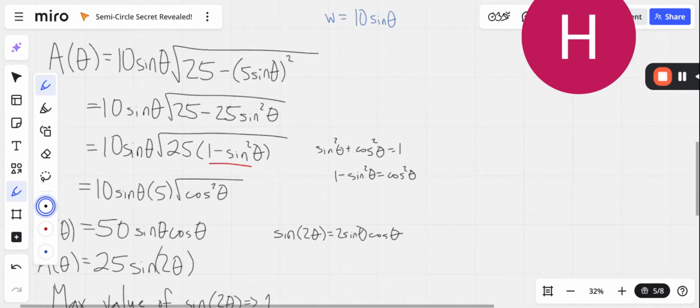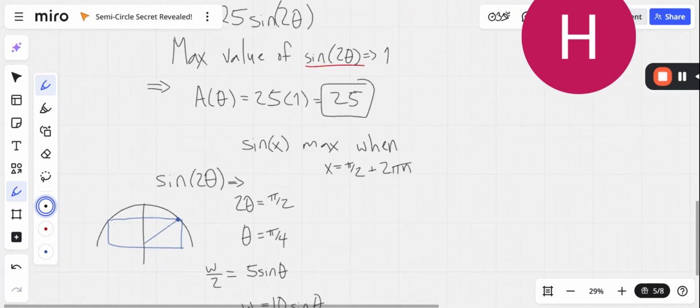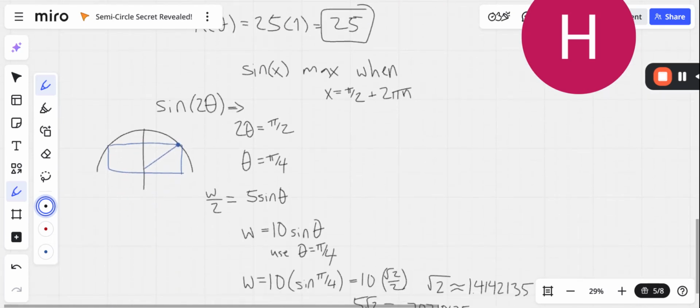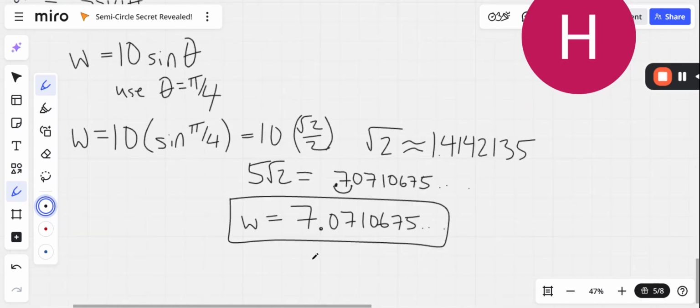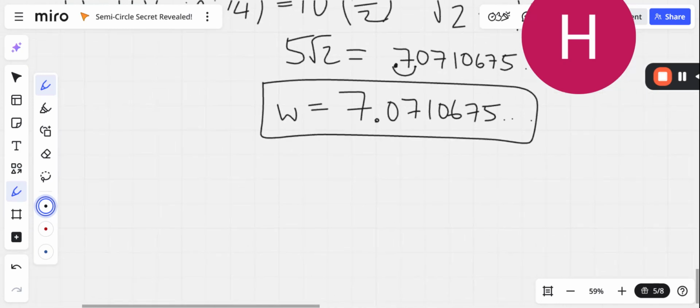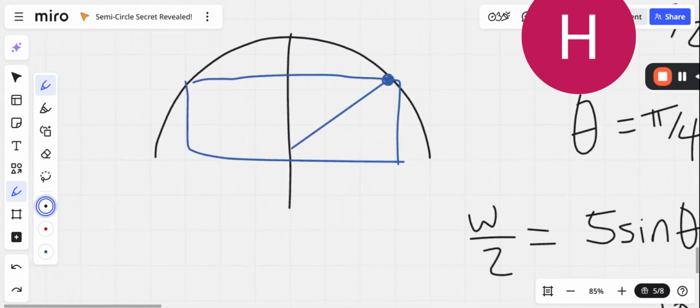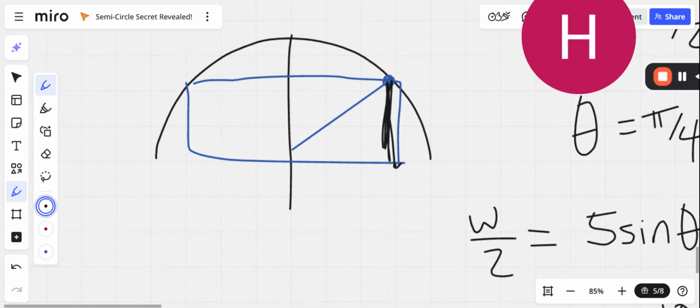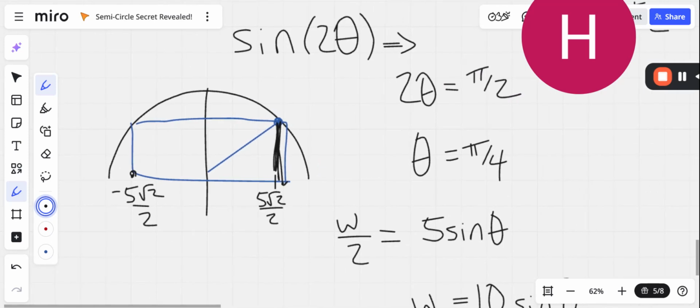So this is how you find the maximal area, in this case, without using any calculus. Fascinating stuff. So if we make the width exactly 5 times the square root of 2, which basically means that on either side, the x value here would be 5 square root 2 over 2, and this point here would be negative 5 square root 2 over 2. Okay, brilliant use of trigonometry in order to solve a problem which would typically require calculus.